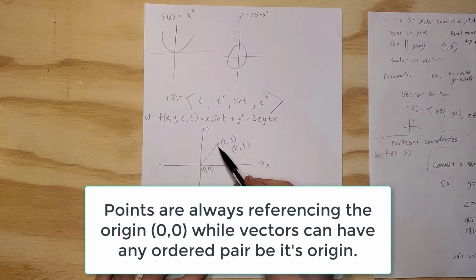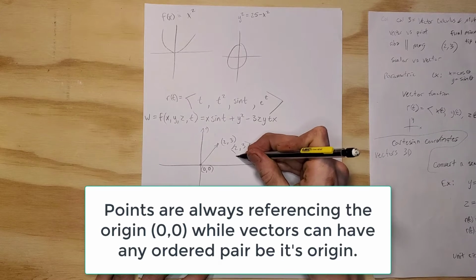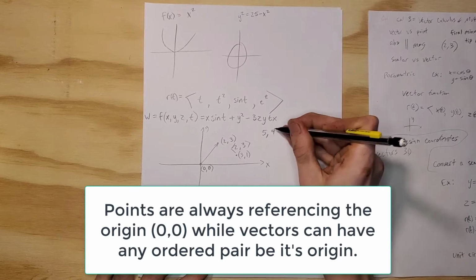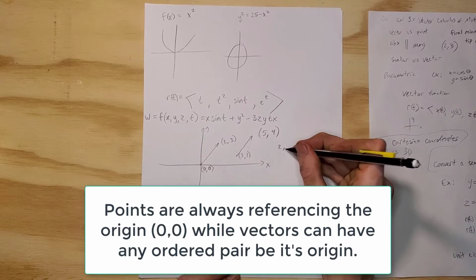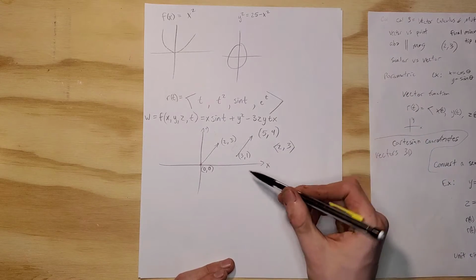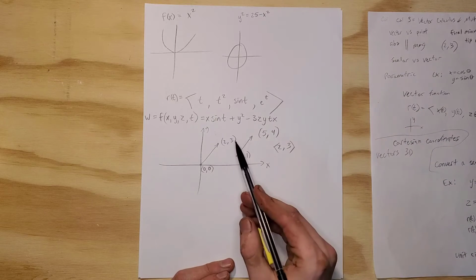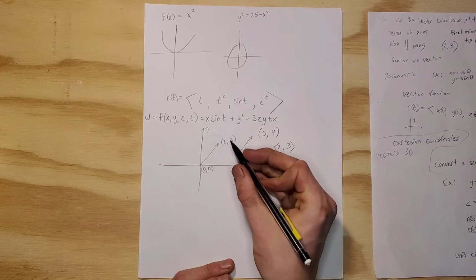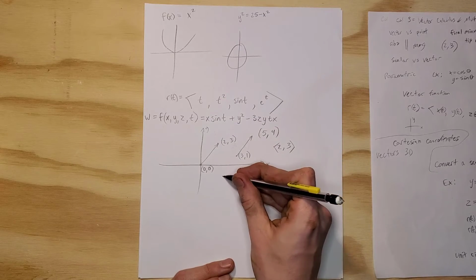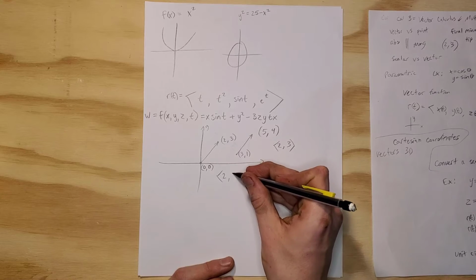This vector is not unique, however. You can have this same vector from point 3, 1 to point 5, 4, and it will still be the vector 2, 3. The vector is defined as the final point minus the initial point, or you could think of tip minus tail. So for this case, final minus initial, and keep it component-wise. So 2 minus 0 is 2, 3 minus 0 is 3.